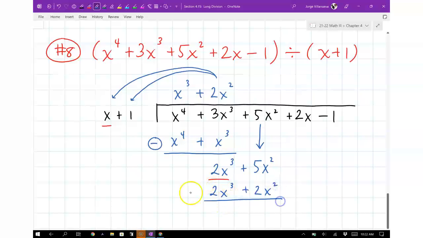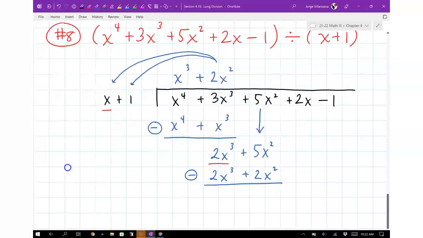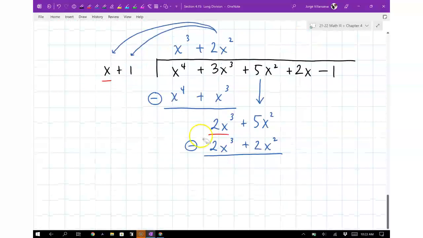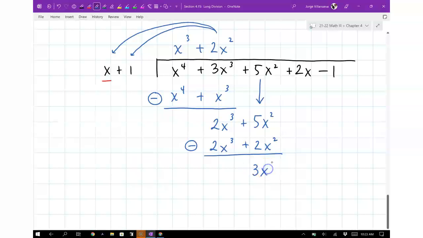And we're going to go ahead and subtract again. Like I said, the first term should cancel out, right? So we have 2x cubed minus 2x cubed, that's 0. 5x squared minus 2x squared, that's 3x squared. And we drop the positive 2x. Again, we're doing the longest problem. Okay, so we're still going to have to eventually drop that minus 1 at the very end. Okay, so we're almost there.